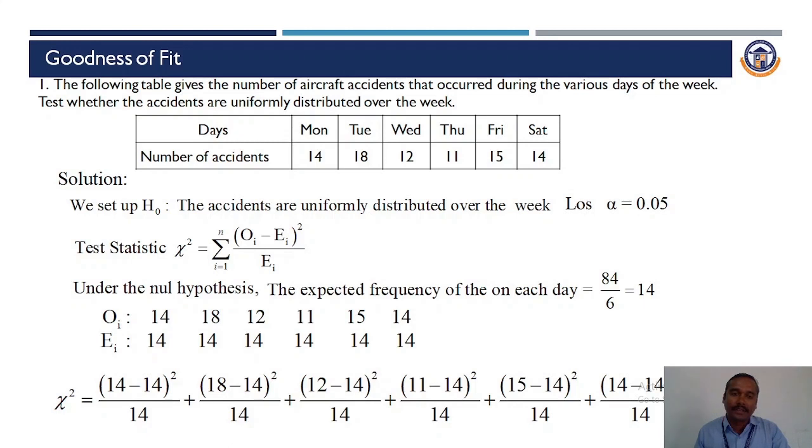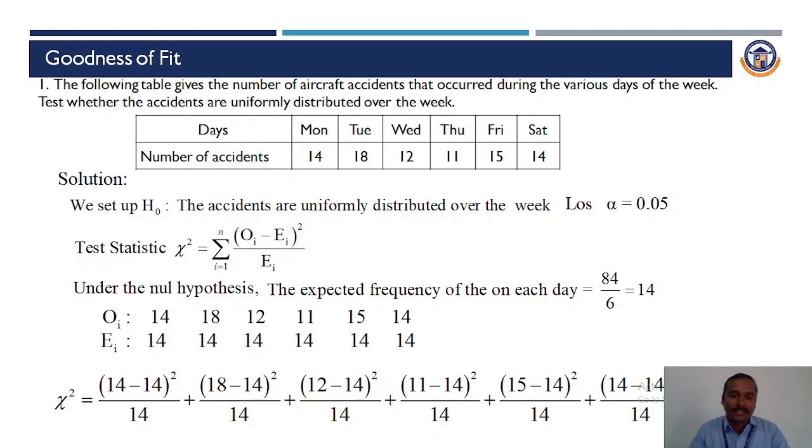So in this case, we can apply the goodness of fit test. For that, first we have to set up the null hypothesis. The null hypothesis means there is no significant difference between the days. That means the accidents are distributed uniformly over the week. Then assume the level of significance. In this case, I am assuming alpha, that means the level of significance, is 5%.